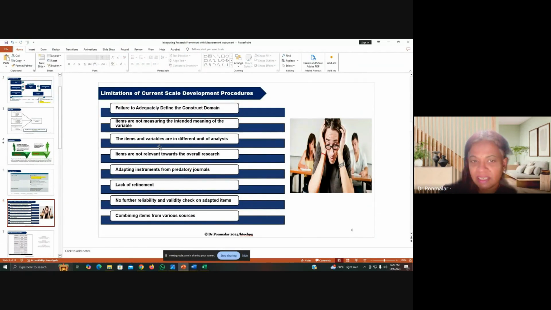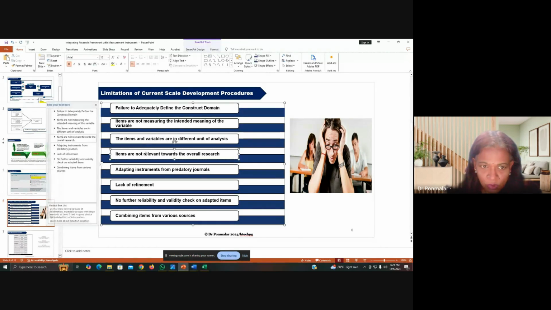Okay, items and variables are in different units of analysis, the one that I explained just now, right? You cannot have mixed units of analysis in one framework. If all variables are at the individual level, then everything will be at the individual level. If everything is at the firm level, then everything will be at the firm level. So we cannot have one at the individual level and the other at the firm level. Cannot, okay? Okay, items are not relevant towards the overall research.